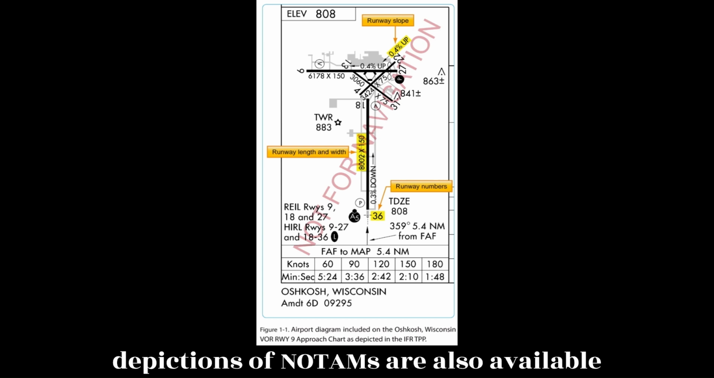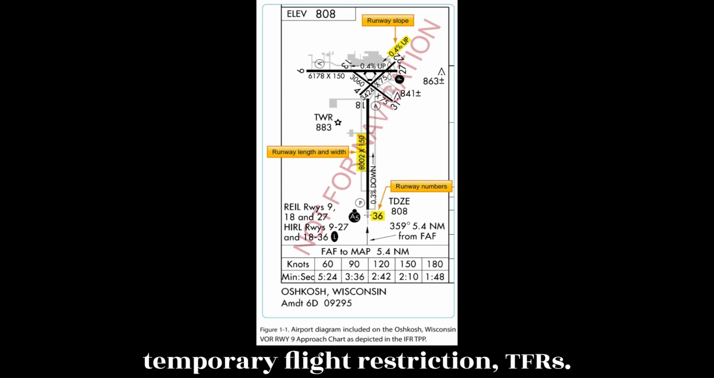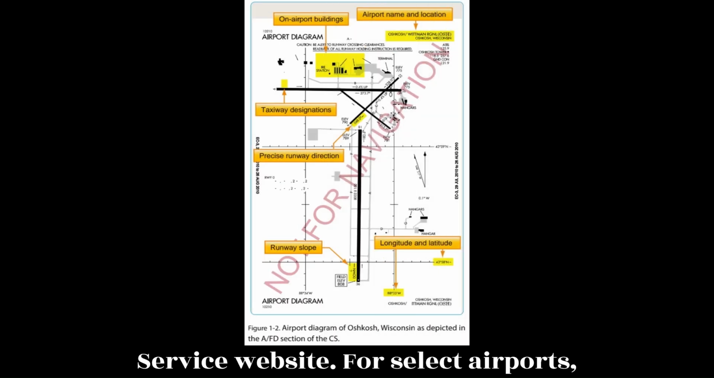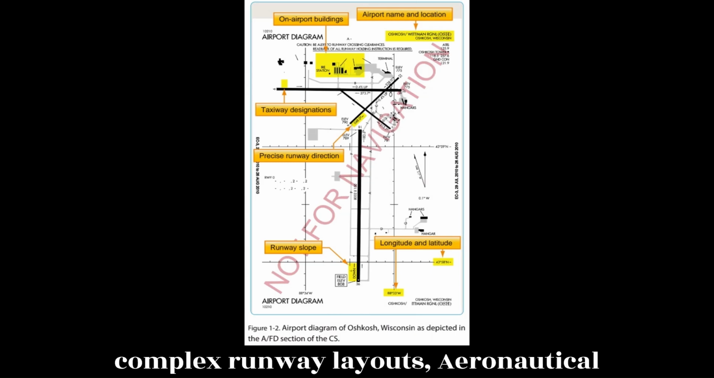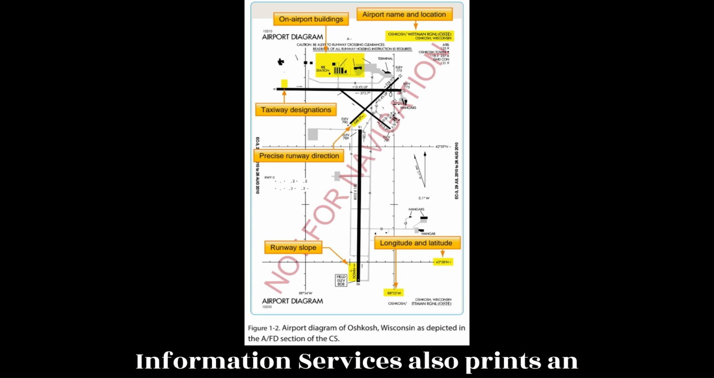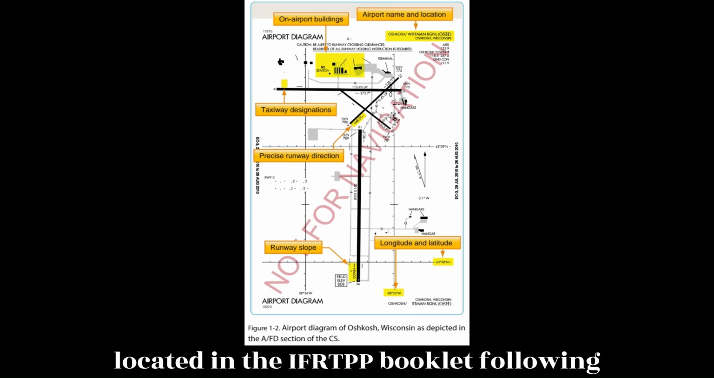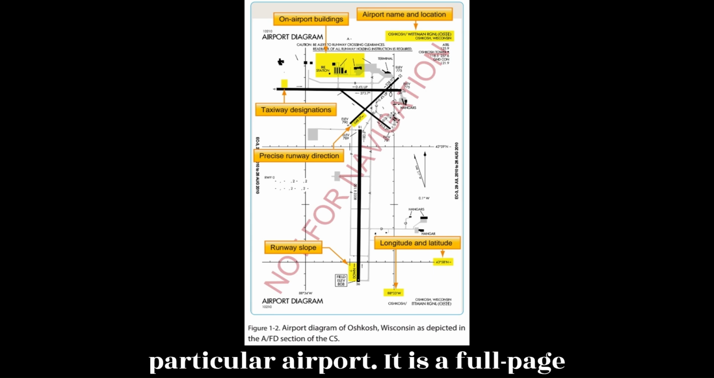Graphical depictions of NOTAMs are also available for selected airports as well as for temporary flight restriction, TFRs, areas on the Defense Internet NOTAM Service, DINS, website. For select airports, typically those with heavy traffic or complex runway layouts, Aeronautical Information Services also prints an airport diagram. The diagram is located in the IFR TPP booklet following the instrument approach chart for a particular airport.